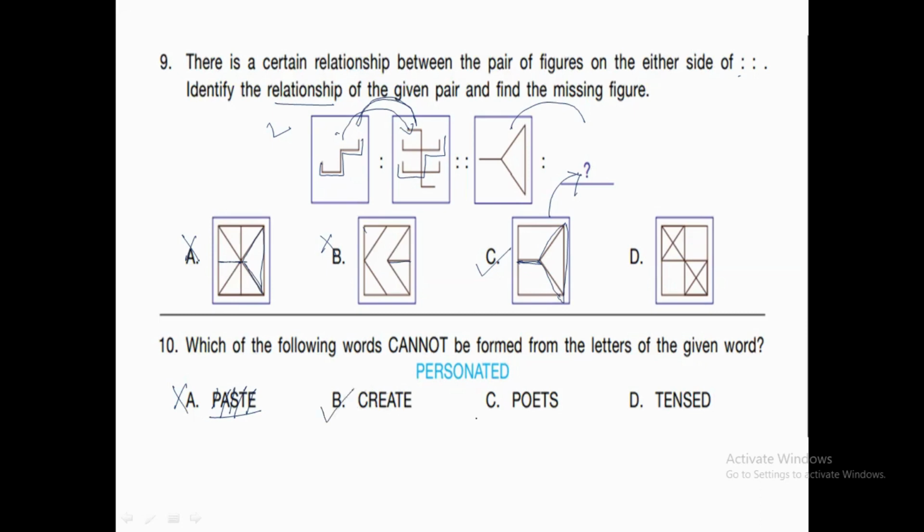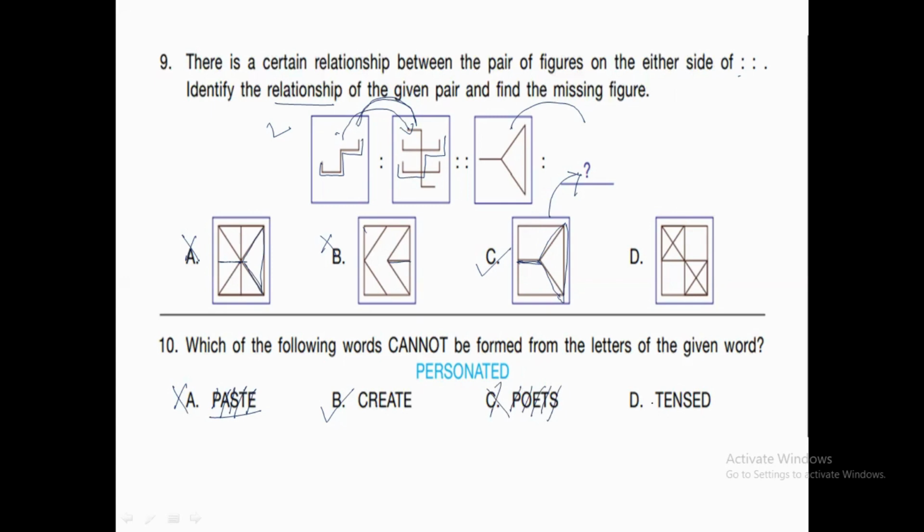Let's talk about options C and D as well. For option C, the word is poets. P, yes, P is here. O is here. E, yes, E is here. T, yes, T is here. S, yes, S is also here. So we can form it, and this cannot be the correct answer.